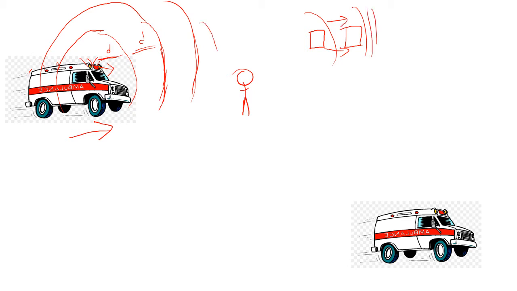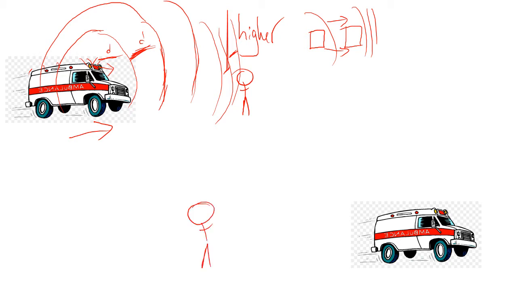So as the waves hit you, because the ambulance moves forward as it's throwing them out, you're getting hit by these waves more often. Now, since this distance is much shorter than the distance over here, this is going to sound higher than it did before. Okay? Now, let's talk about the other point of view here.